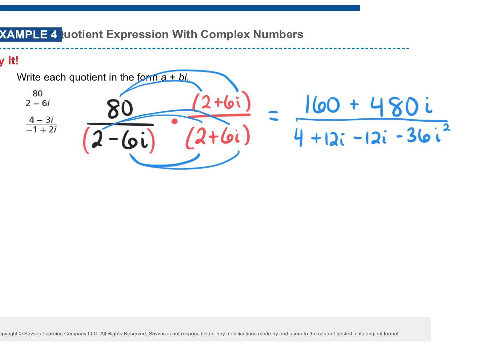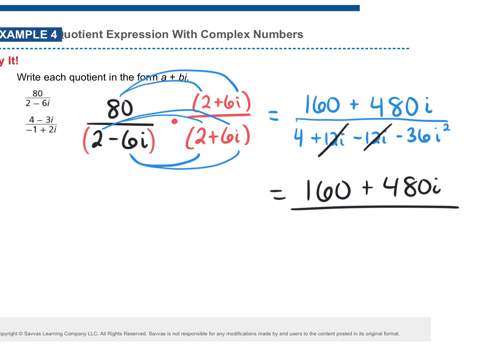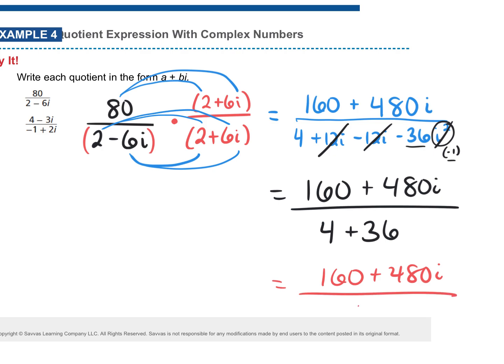Okay, looking at this, can I do anything with the top? Any simplifying? No. Top is done for now. What happens on the bottom? The 12i's cancel. i squared becomes -1. So we still have 4, correct? What's negative 36 times -1? Positive 36. What's the last thing I can do here? Add the bottom two together. What is 4 plus 36?